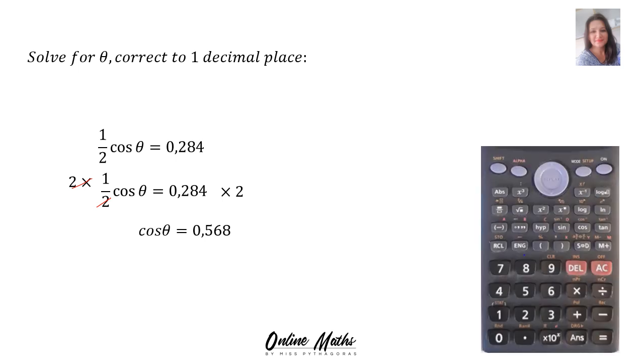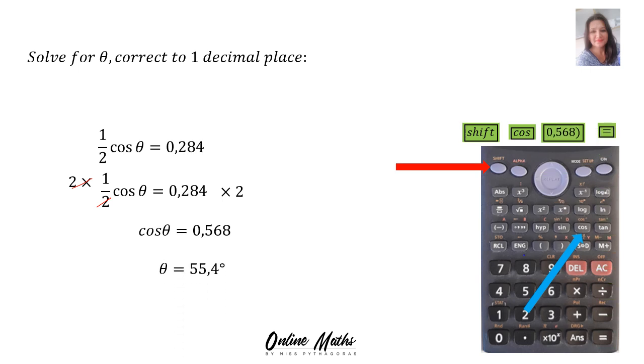Now you can find the size of theta with your calculator. We're calculating an angle, therefore we will use the shift button. So it is shift cos 0,568 close bracket equals, and then the answer, theta is 55,4 degrees.